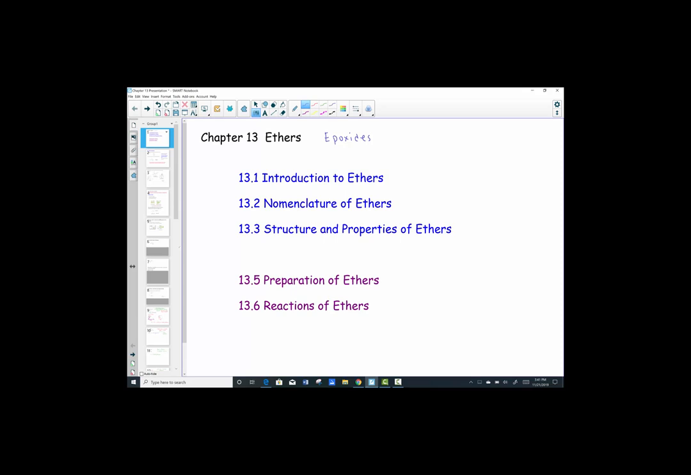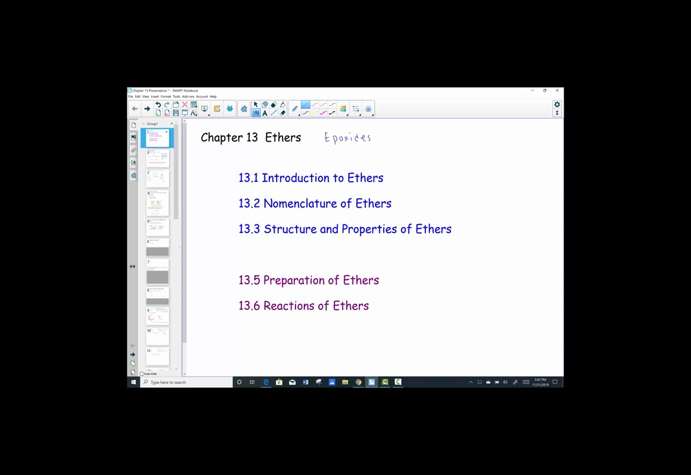In this video lesson, we'll be looking at the first section, introducing what ethers are, kind of a definition of the functional group and how to recognize them. We'll practice nomenclature of ethers and practice naming, and then compare the structure and properties of ethers to other compounds, especially the alcohols and alkanes, and take a look at their intermolecular attractions in order to predict trends such as boiling points or melting points and so forth.